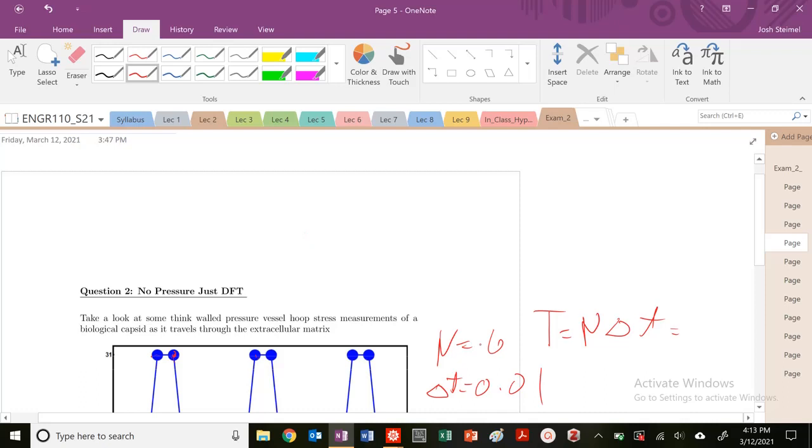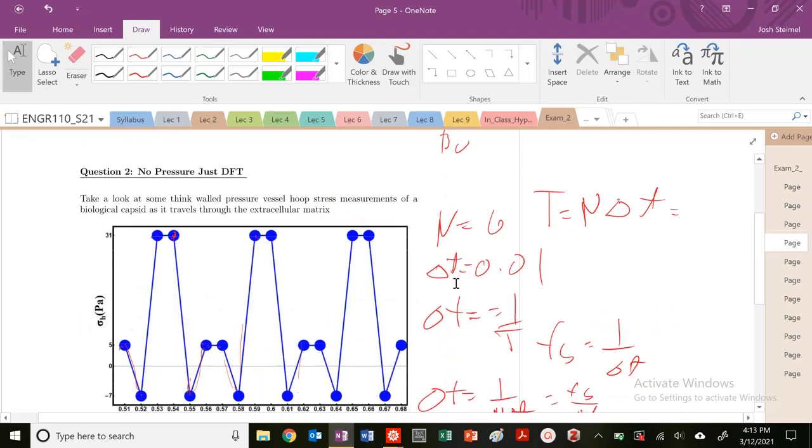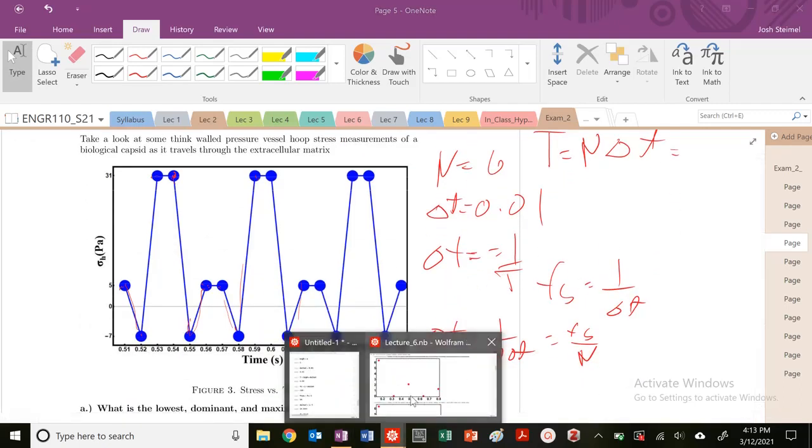Because I always go N divided by 2 number of harmonics from my discrete Fourier transform to my Nyquist frequency, I'm going to have 3 harmonics, and a sub 0 and b sub 0. I want to calculate this as well. So let's go ahead and write out these values and calculate it.